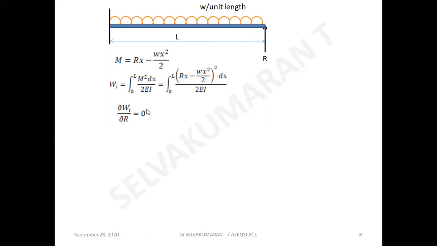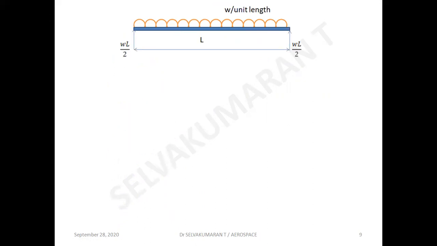And differentiate partially with respect to r. Here r is redundant and equal to 0. Then integrate, apply the limits. After simplification, you get R is equal to 3 by 8 WL, which is the support reaction force for the given propped cantilever beam. Then moving on, next is the simply supported beam.